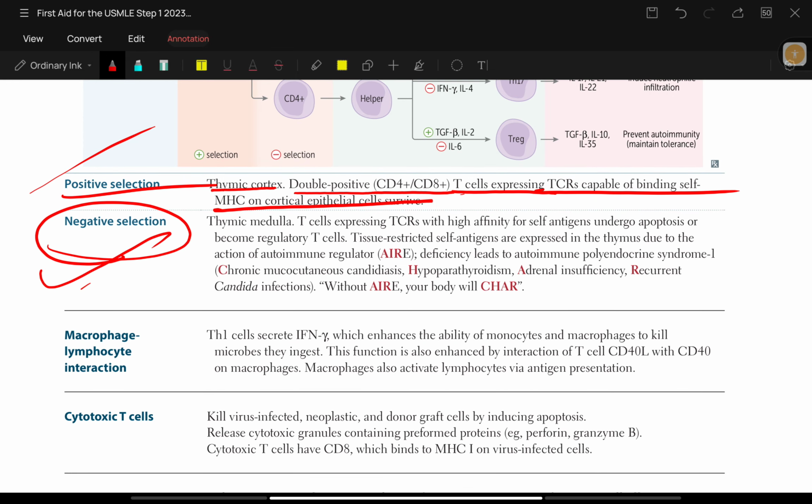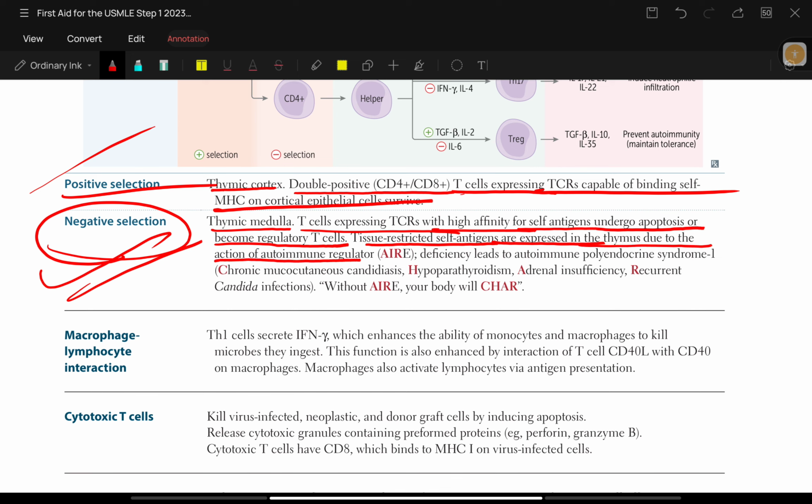Now for negative selection, thymic medulla, that is T cells expressing TCRs, that is T cell receptors with high affinity for self antigen, undergo apoptosis or become regulatory T cells. Now tissue restriction: self antigens are expressed in the thymus due to the actions of autoimmune regulator, that is AIRE. So deficiency of it leads to autoimmune polyendocrine syndrome type 1.